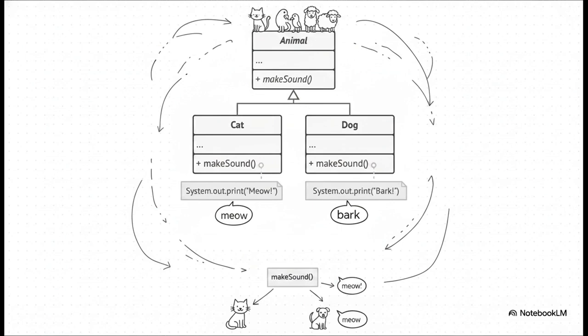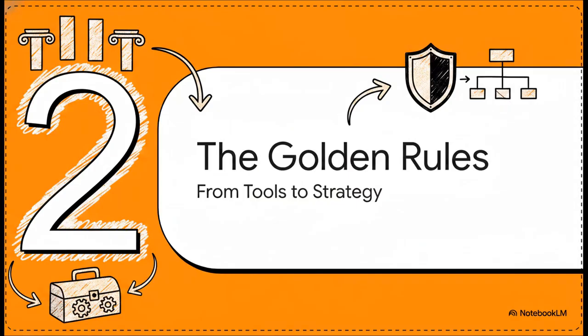The object itself knows what to do. It's incredibly powerful. Okay, so we've got our tools, the 4 pillars of OOP. But just having a hammer and a saw doesn't make you a carpenter, right? You need a strategy. You need to know how to use those tools effectively. And that's where a couple of golden rules of design come in.